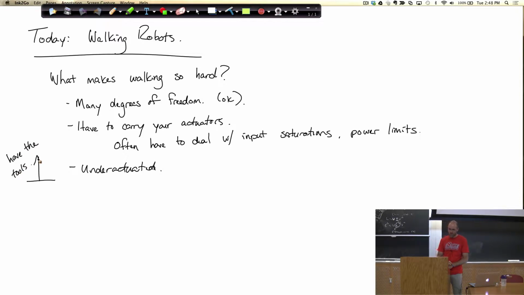Okay, there's other things that we haven't dealt with yet, right? So I think the complication that comes with impacting the ground, that's a new sort of complexity that we're going to deal with today. The other one I said is that often the goal is periodic behavior. So we're going to start talking about limit cycle stability.